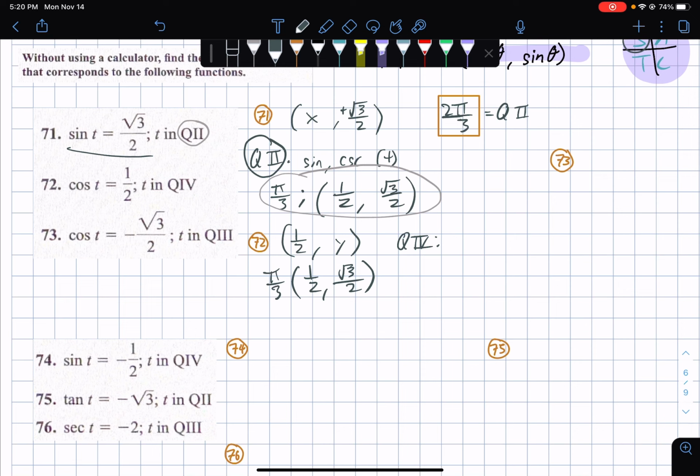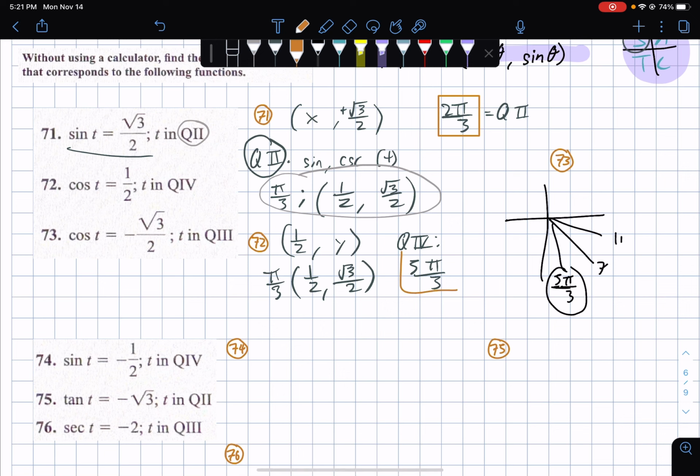And so for quadrant 4, we need to look for pi over 3 in quadrant 4. What is that in the unit circle? This is pi over 3 in quadrant 4. 5 pi over 3 is the pi over 3 in quadrant 4. So this is the final answer.